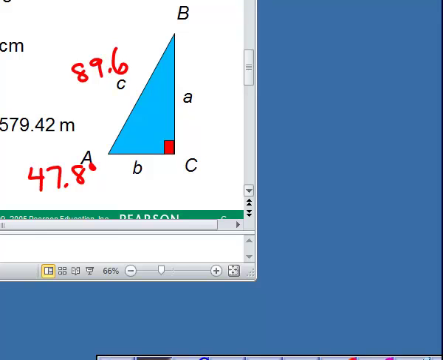All right, so what we're going to do is find side A first. Go ahead and do that. I'll give you a minute to think about it and work on that, and then I'll start putting it up there.